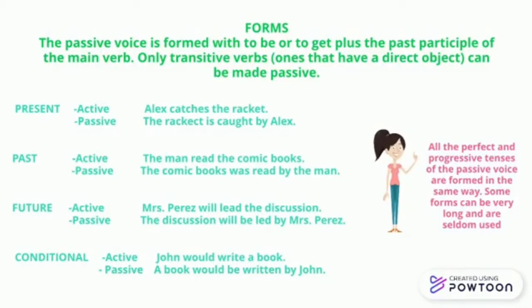The present active: Alex catches the racket. The passive: the racket is caught by Alex. The past active: the men read the comic books. The passive: the comic books were read by the men. The future active: Mr. Perez will lead the discussion. The passive: the discussion will be led by Mr. Perez. And conditional active: John could write a book, and passive: a book could be written by John.